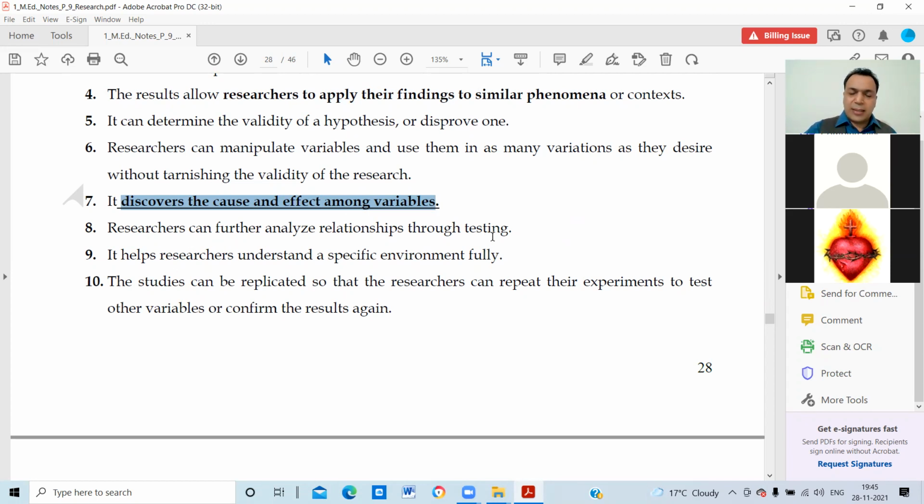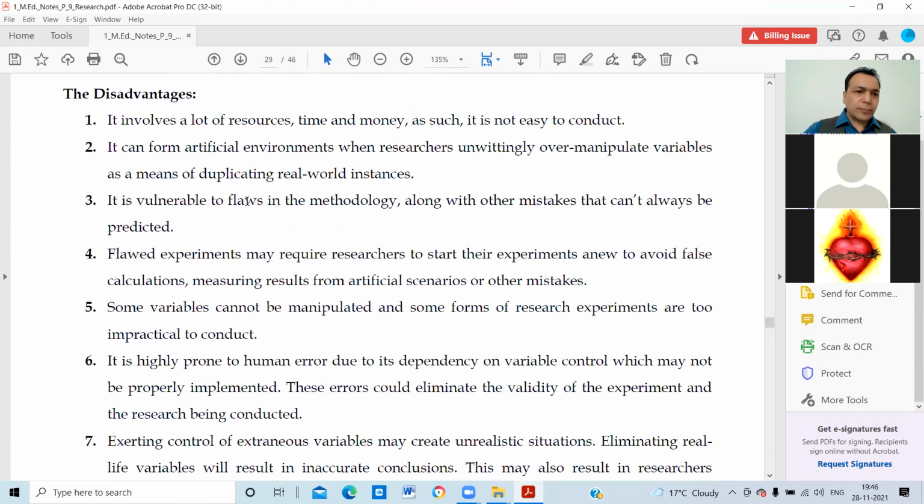Researchers can further analyze the relationship through testing. It helps a researcher understand a specific environment fully. And the last point: the studies can be replicated, so the researcher can repeat their experiment to test other variables or confirm the result again. This is what I have already elaborated.